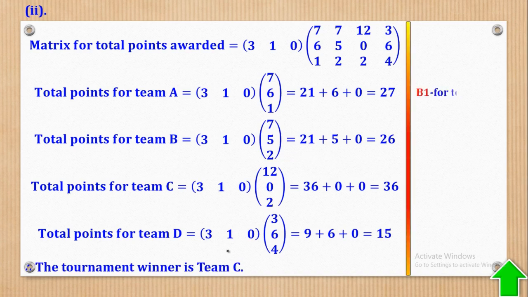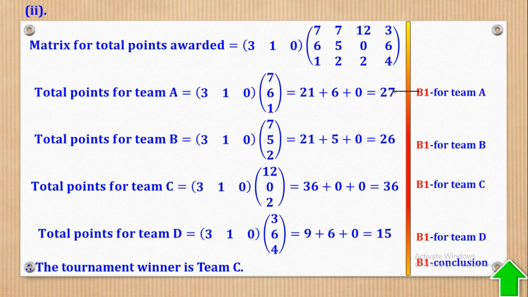So basically that's what they wanted. Now let's see how much can be awarded. So B1 for you to get that, B1 for you to get that, B1 for you to get that, B1 for you to get that, but you must use matrix multiplication. Then B1 for conclusion.